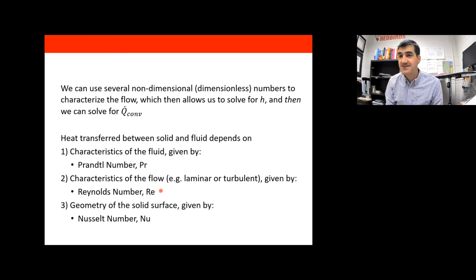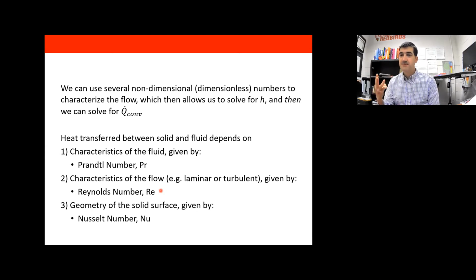And the last thing is the geometry of the solid surface. Is it big? Is it small? Is it a flat plate? Is it a tube or a pipe that fluid is traveling over and around? So all of those things are geometry related parameters of the situation.